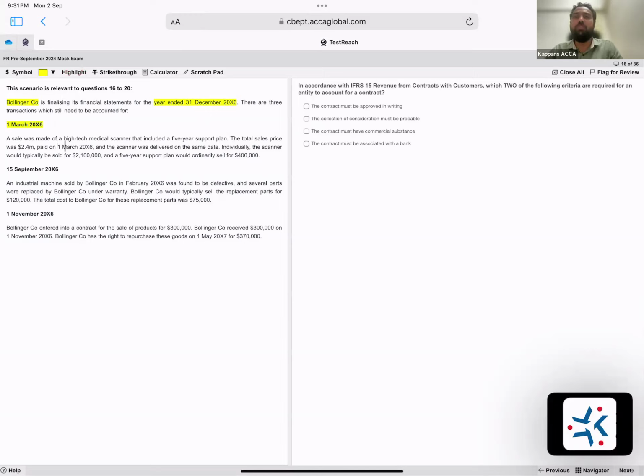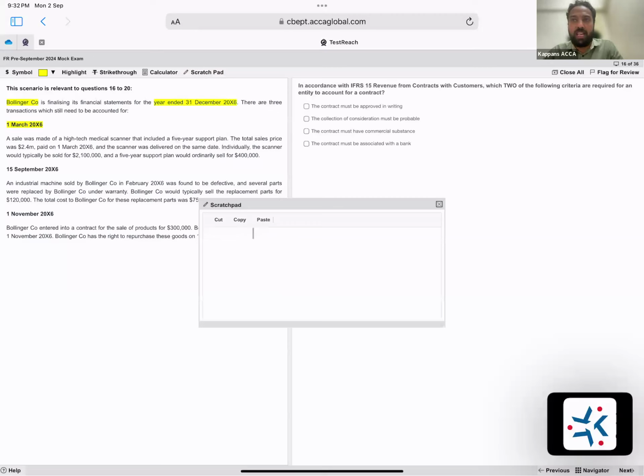A sale was made of a high-tech medical scanner that included a 5-year support plan. The total sales price was 2.4 million, paid on March X6, and the scanner was delivered on the same date. Individually, the scanner would typically be sold for 2.1 million, and a 5-year support plan ordinarily sells for 400,000.